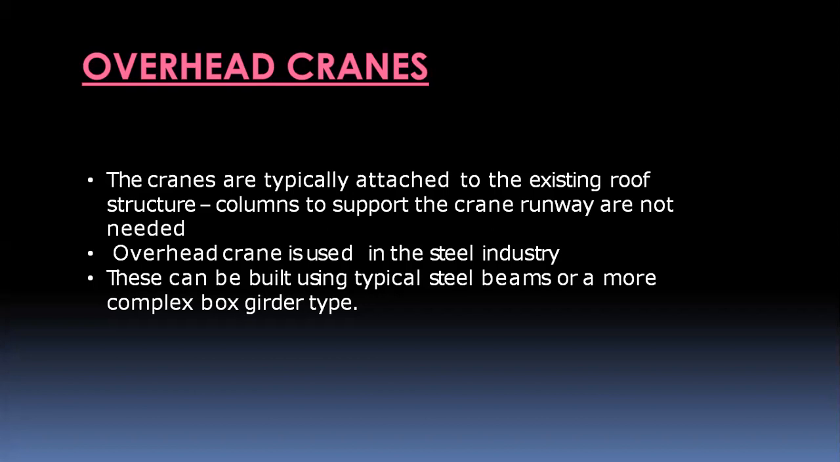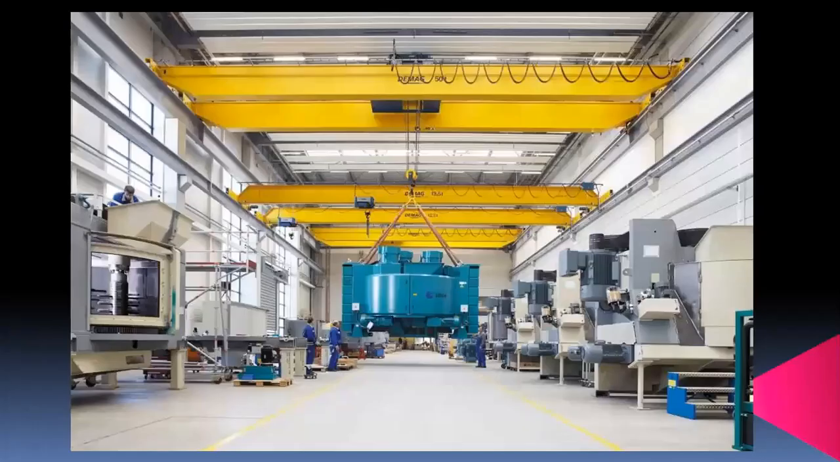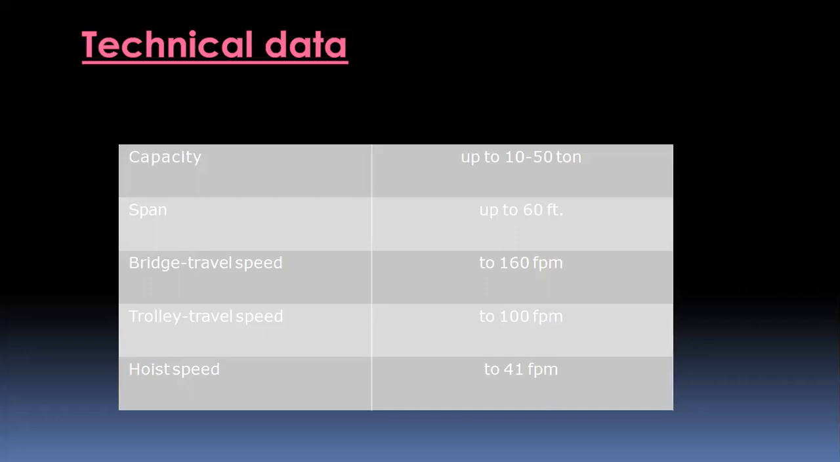Here, the overhead cranes are mostly helpful in the steel industries, steel manufacturing industries. They are built using typical steel beams or the more complex box girder type. Here you can observe the overhead cranes in this image. These are mostly useful in the steel industries.